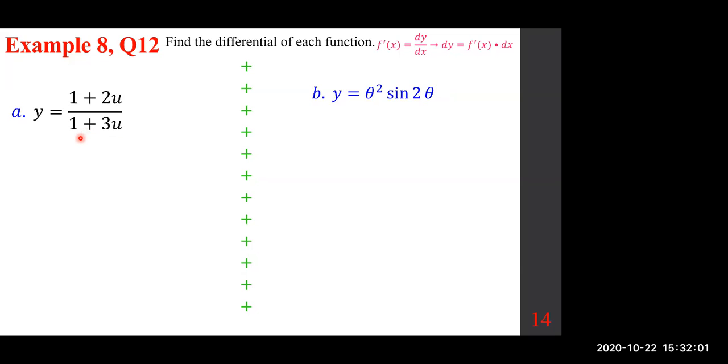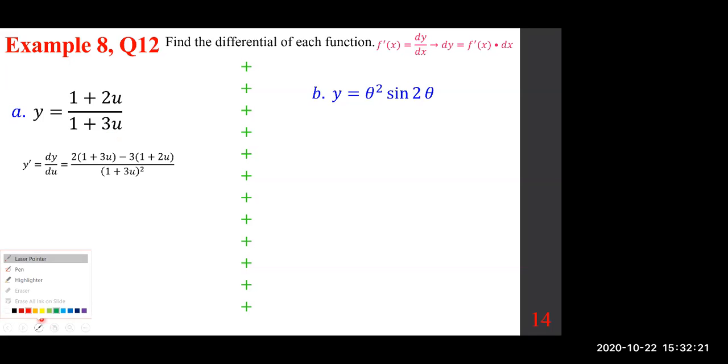So to differentiate the first one, you need to use the quotient rule. First, let's find y prime or dy du. The derivative of the top is 2 times the bottom, minus the derivative of the bottom, which is 3, times the top, over the bottom squared. That's the quotient rule: f prime g minus g prime f over g squared.